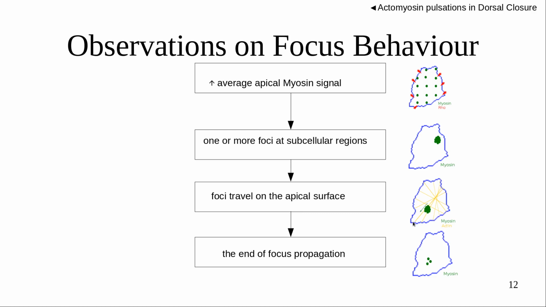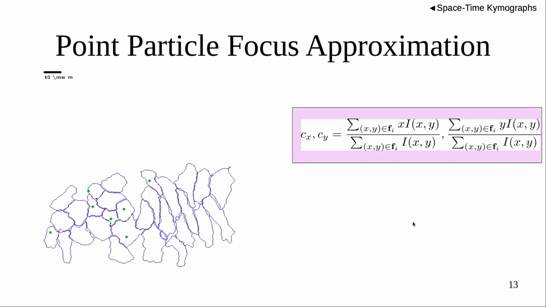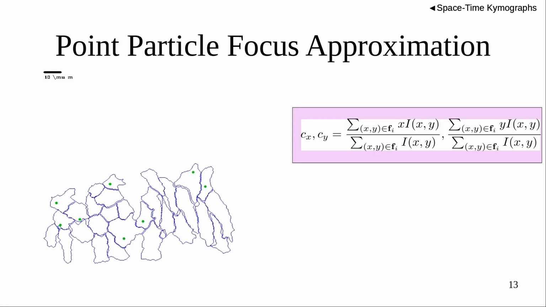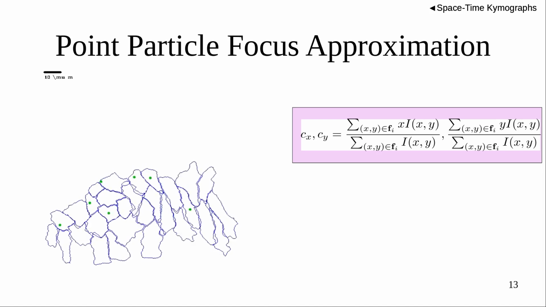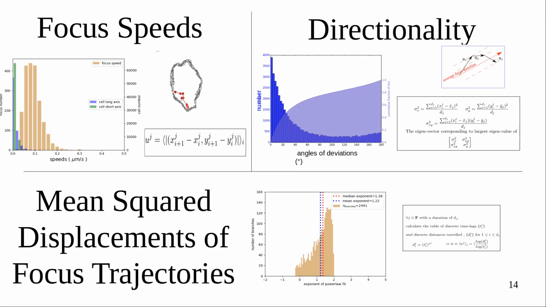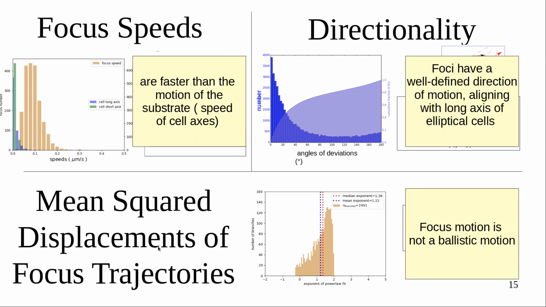Secondly, we can also use our tracking to approximate the foci as point particles and determine their speeds, their directions of motions, as well as the mean square displacements of focus trajectories. In short, we find that the foci move much faster than the substrate in a well-defined path, so their motion is not random, but we see that it's not ballistic either.